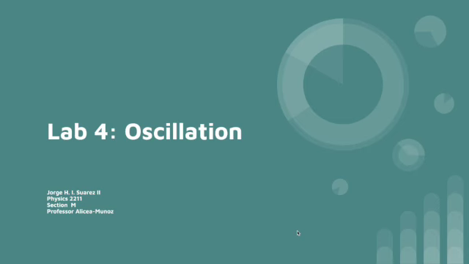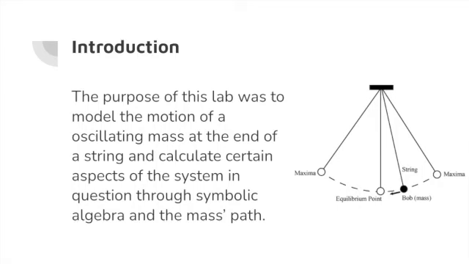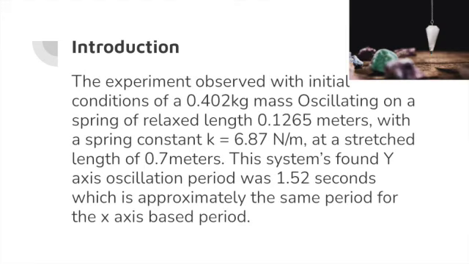Lab 4, Oscillation. Introduction. The purpose of this lab was to model the motion of an oscillating mass at the end of a spring to calculate certain aspects of the system in question through symbolic algebra and the mass's path. The experiment was observed with initial conditions of 0.402 kilograms mass oscillating on a spring of relaxed length 0.1265 meters with the spring constant K 6.87 newtons per meter at a stretch length of 0.7 meters.